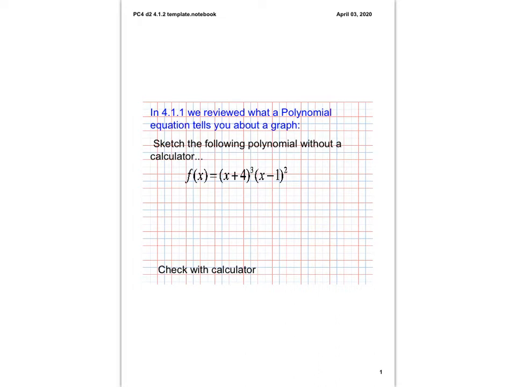Prior to the coronavirus situation, you were to complete 4.1.1. So just a quick review of what a polynomial equation tells you about a graph. We want to sketch the following polynomial without a calculator.